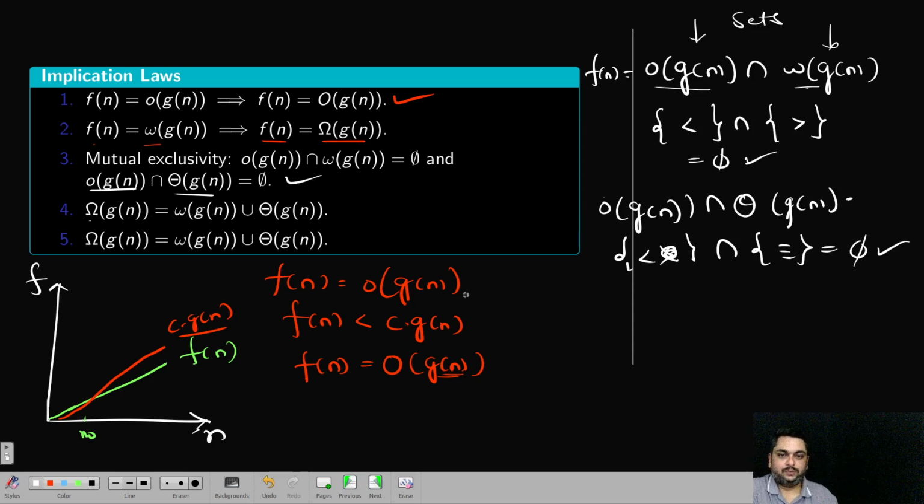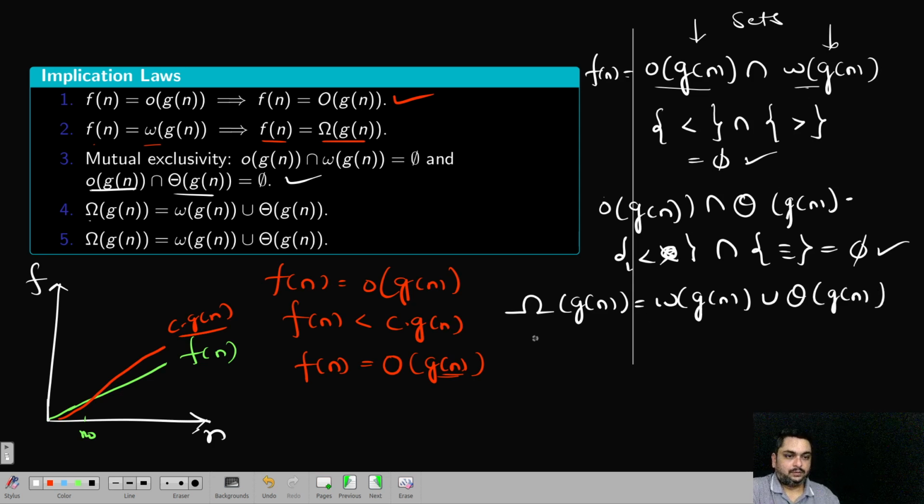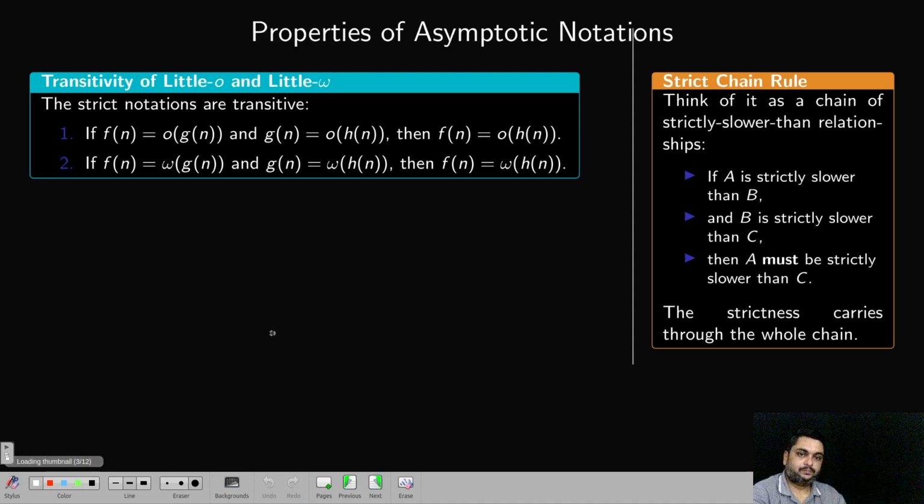Similarly we will do this. Big omega of g of n is equal to little omega of g of n union theta of g of n. Little omega of g of n is a set containing strictly greater than. Union theta contains equivalence. So we get greater than or equal to. Greater than or equal to means theta. So that is true for omega.